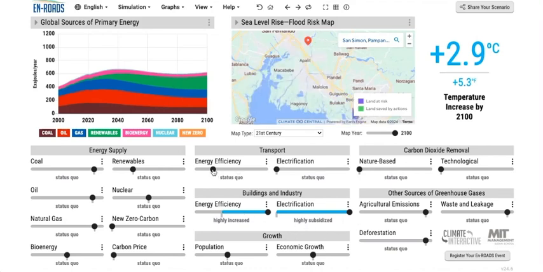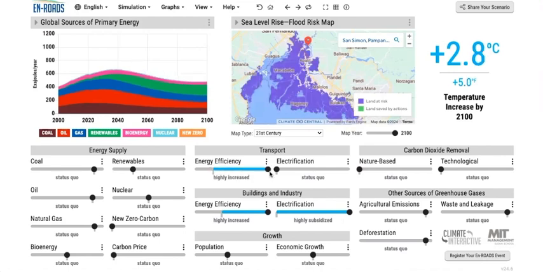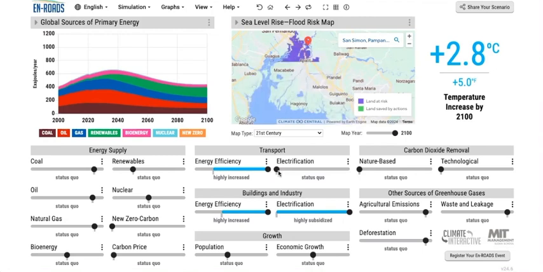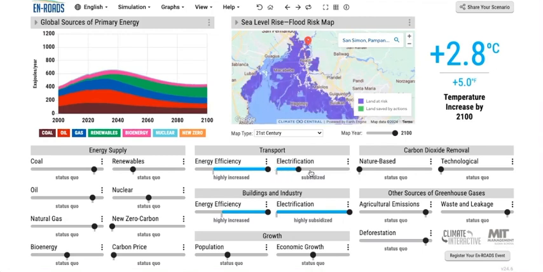What about transportation? Let's become energy efficient. Let's use long range cars, fuel efficient, energy efficient. It goes down again by another 0.1 degrees Celsius. And what about electrification? Let's electrify them. Another 0.1 degrees Celsius. So far, buildings and industry are the most effective three.